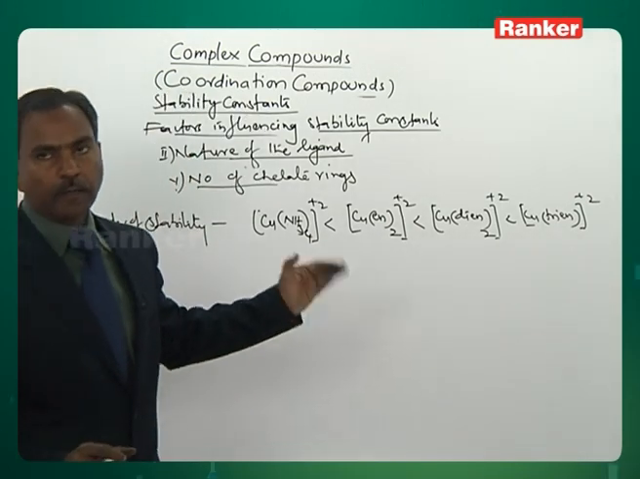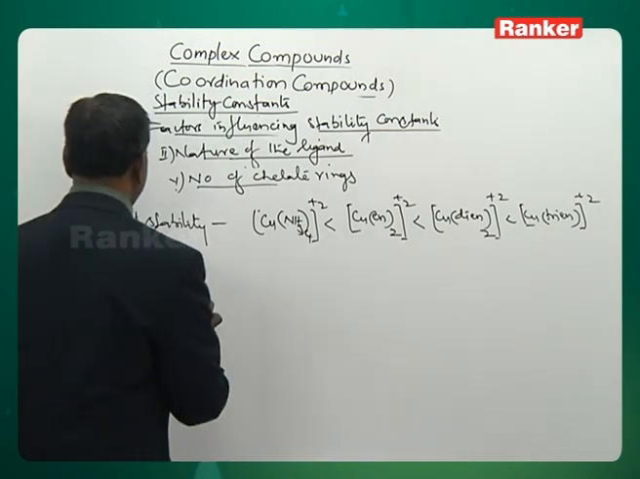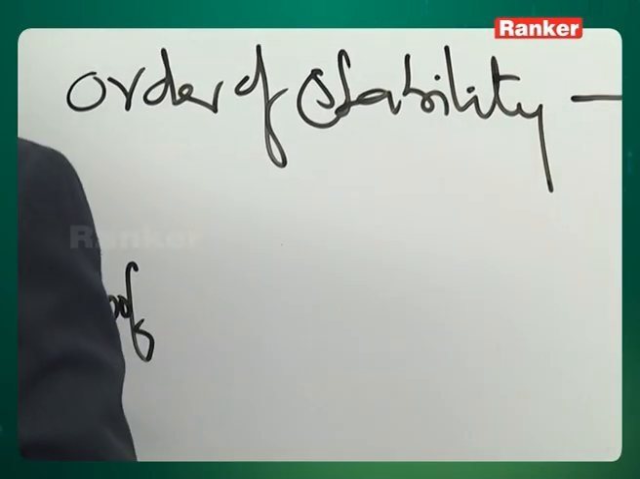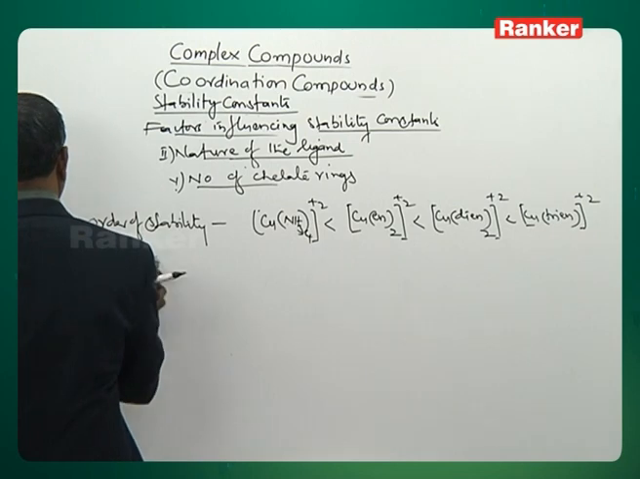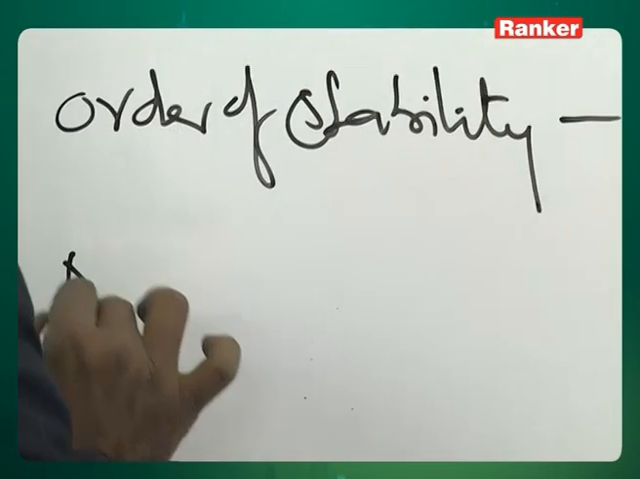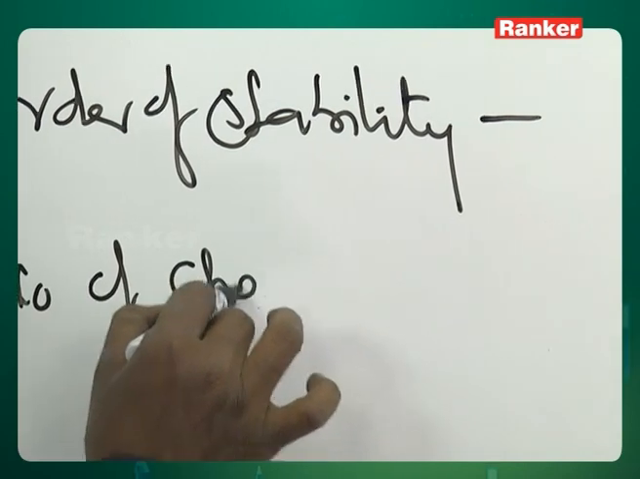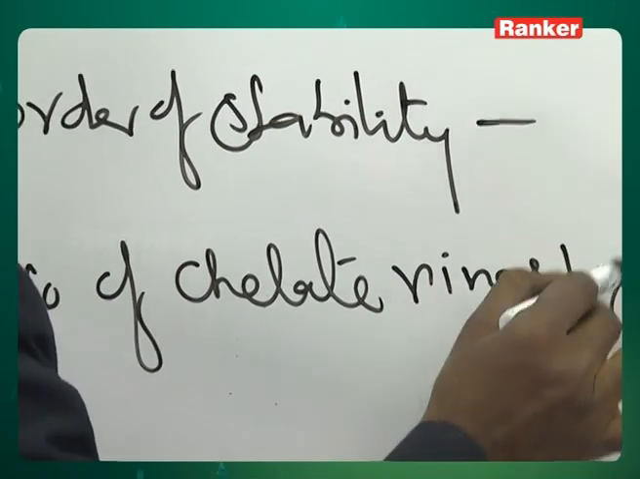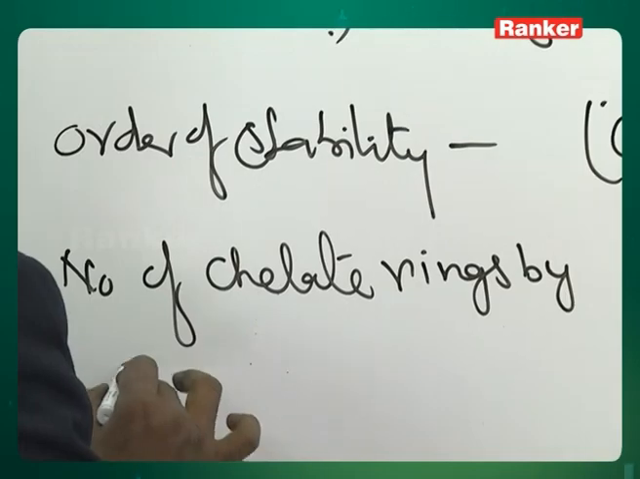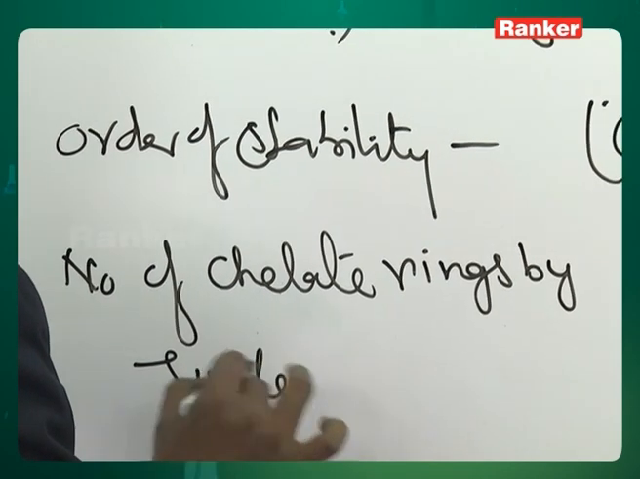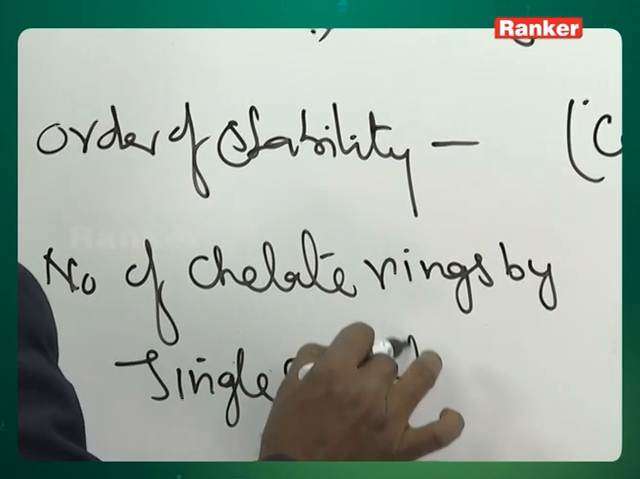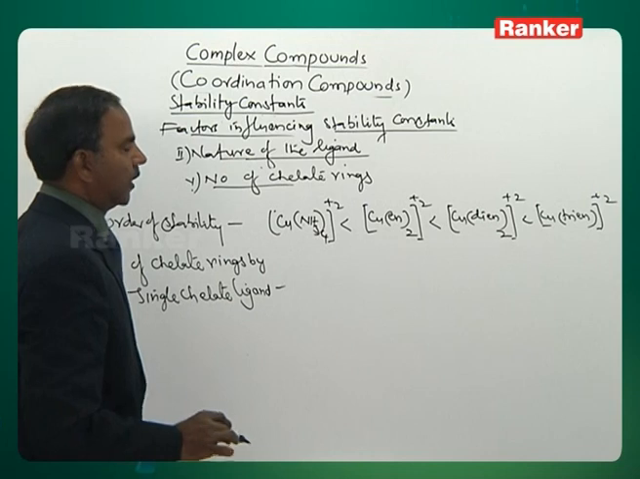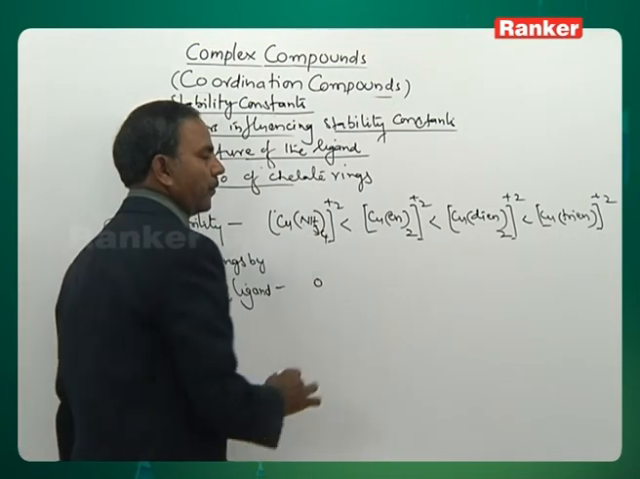Let us see the number of rings formed by a single chelate ligand. Number of chelate rings by a single chelate ligand. So, NH3 is a monodentate ligand, no ring.